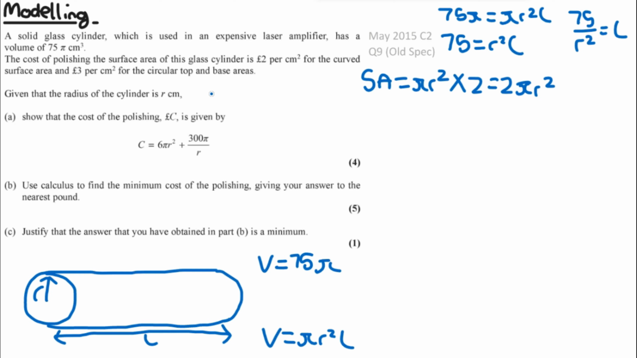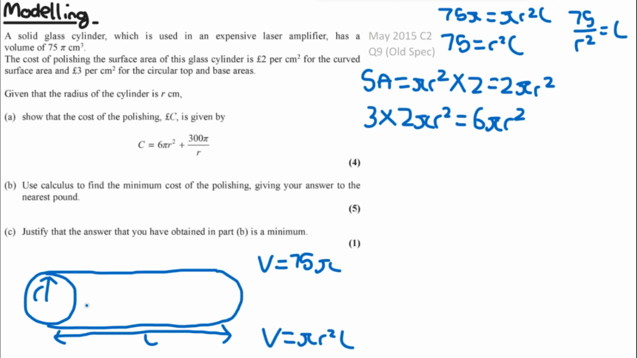And the cost of cleaning this is £3 per centimetre cubed. Remember, this is in centimetre squared, sorry. This is in centimetre squared. So therefore, it's £3 per centimetre squared. So therefore, the cost is going to be 3 times 2 pi r squared. It's going to be these times together, which is going to be 6 pi r squared. So that is the cost of cleaning the circular parts.